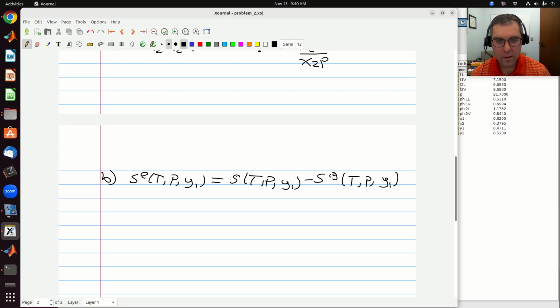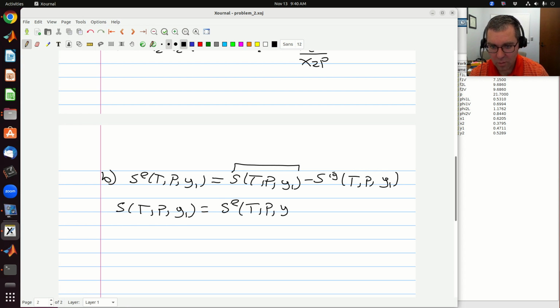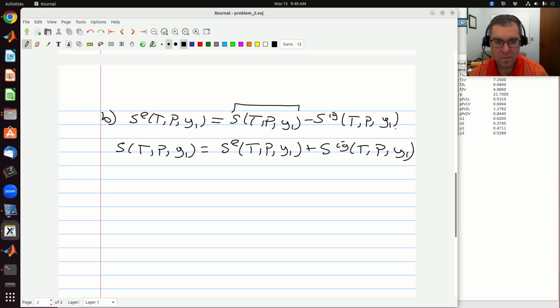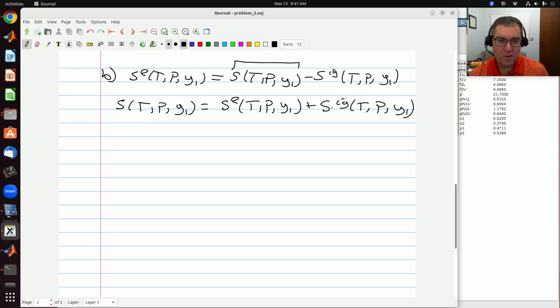Okay. Well, in this problem, we're asked to solve for the actual entropy of my system. So what I want is S at T, P, and Y1, and that's going to be equal to my residual entropy at T, P, and Y1, which were given in the problem, plus my ideal gas value at T, P, and Y1. Okay, so I've got my residual value, check. So what I need to compute then is just my ideal gas value. I know the residual value, so let's get that of my ideal gas. Okay, so let's just say check, I've got that.